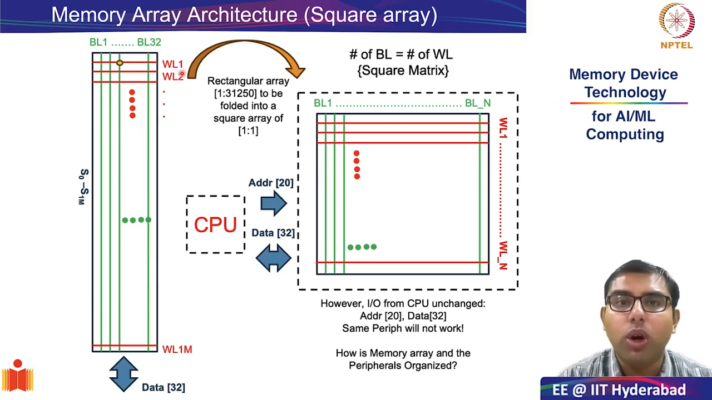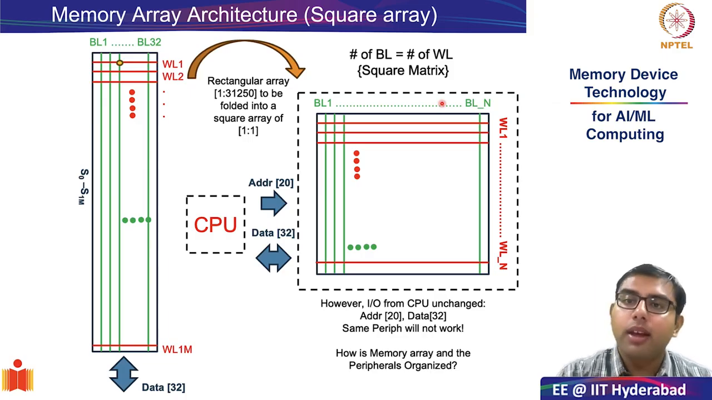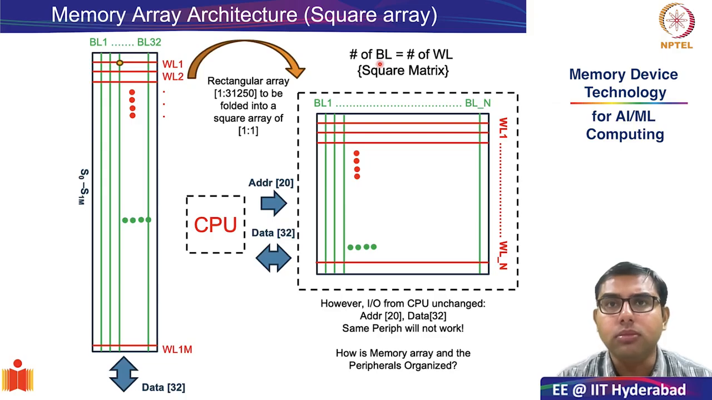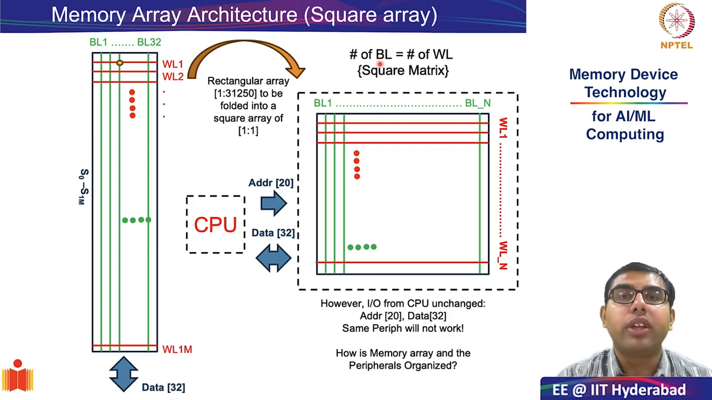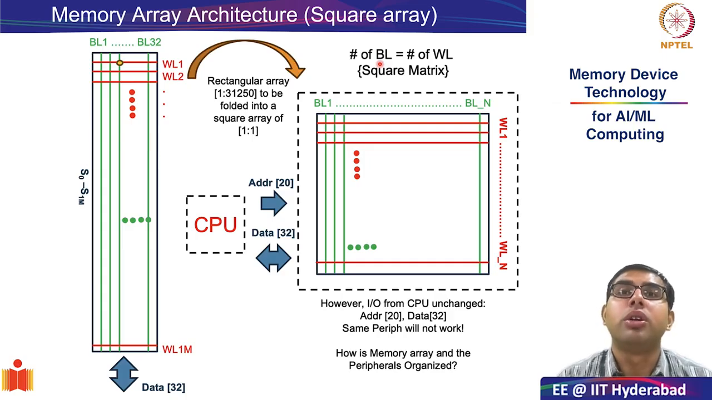Therefore, the suggestion was, why don't we move to a more reasonable squarish array with an aspect ratio of 1:1. And the fundamental constraint that we put is that the number of bit lines and the word lines for a square matrix have to be equal. However, this kind of folding of the rectangular array into the squarish array will complicate matters from the perspective of peripheral design.